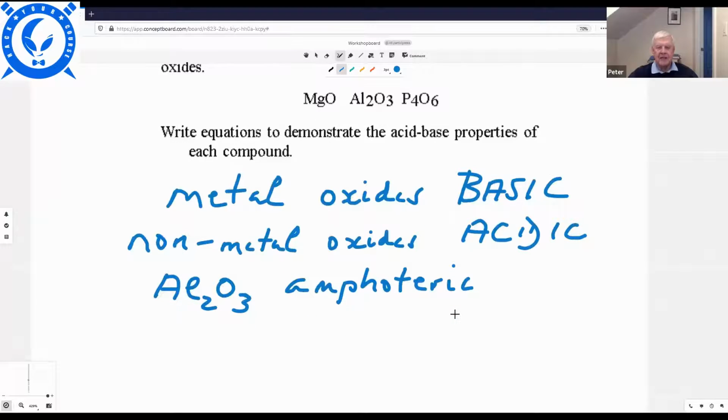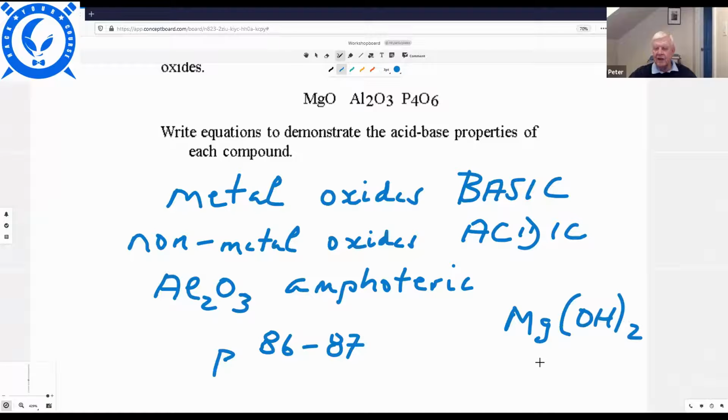So then the question asks to write the equations to demonstrate the acid-base properties. These you can find on page 86 and 87 of the Oxford textbook. The basic point is metal oxides will form metal hydroxides. So the magnesium will form Mg(OH)2, metal hydroxide. The P4O6 will form an acid. It can either be phosphoric acid, but more common is H3PO3 for the phosphorus.